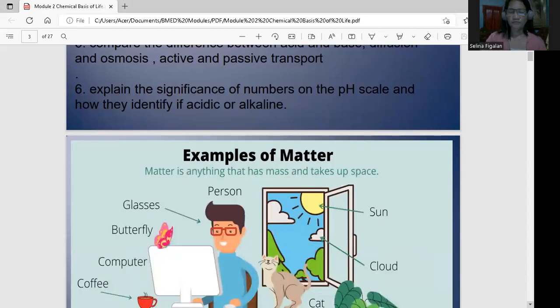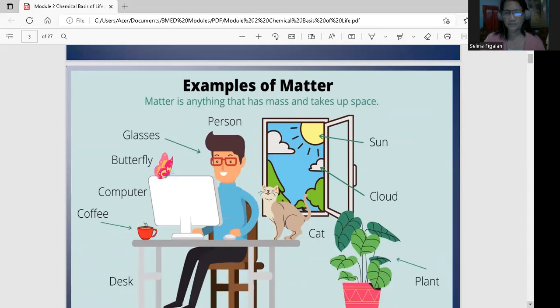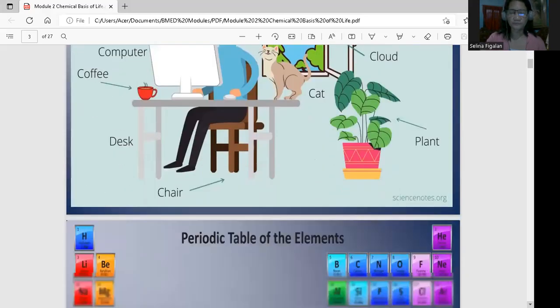What are the examples of matter? If you notice in this picture, it is all about not only the living organisms but also the non-living organisms. Here, the person represents a human, which is one of the examples of living organisms, along with the cat. So this is an animal. The glass is a part of non-living matter. The butterfly is under the living, and so on and so forth. Which means that everything that we can see around us are examples of matter.